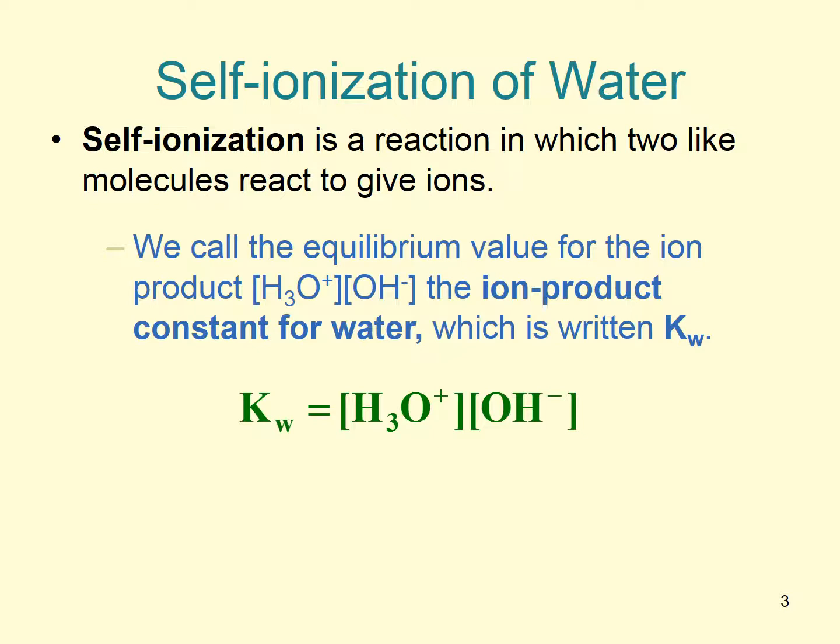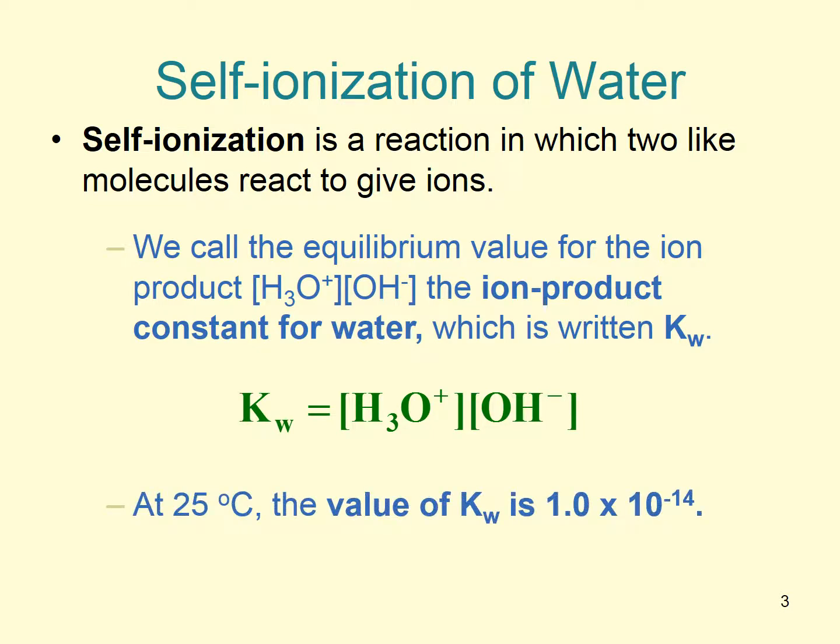This is an important equation to remember. Kw equals the concentration of H3O+ times the concentration of OH-. The H3O+, remember, can also be H+, so sometimes you might see this shortened to Kw equals [H+] times [OH-]. At 25 degrees Celsius, the value of Kw is 1 times 10 to the minus 14. And we're pretty much only going to worry about it at 25 degrees Celsius in this class.